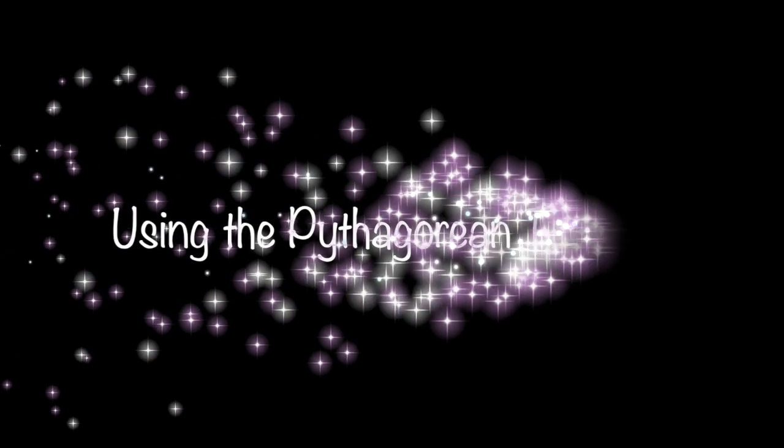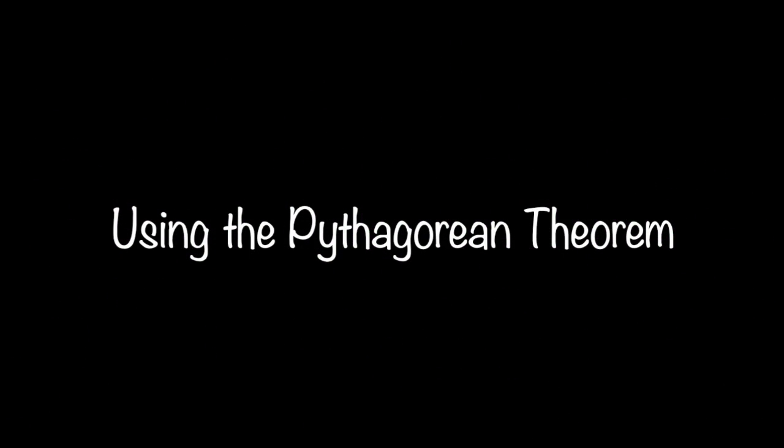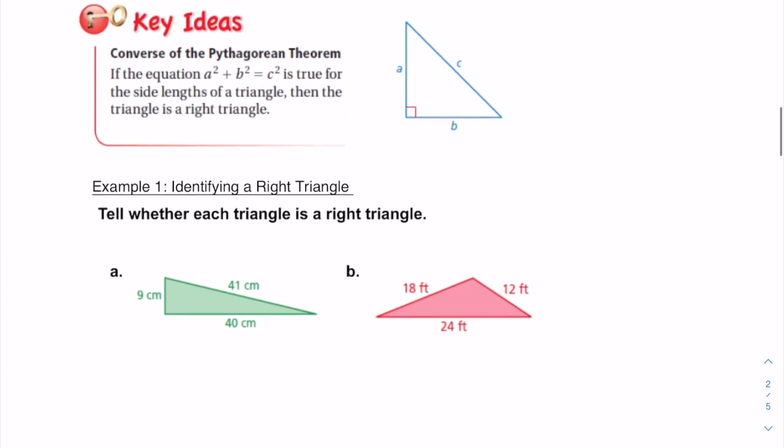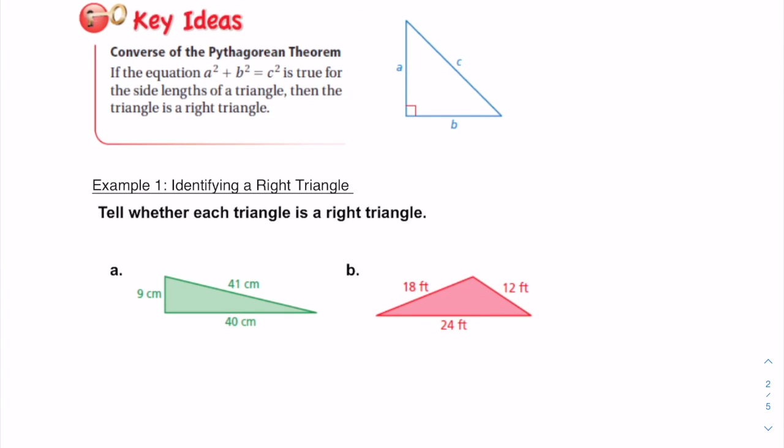Hi guys, so in today's video we're going to go back to the Pythagorean theorem and we're going to start using it to determine whether a triangle is a right triangle or not a right triangle. Okay, so to do this we have to understand that the converse of the Pythagorean theorem says that if a squared plus b squared equals c squared, if that is true, then the triangle is a right triangle.